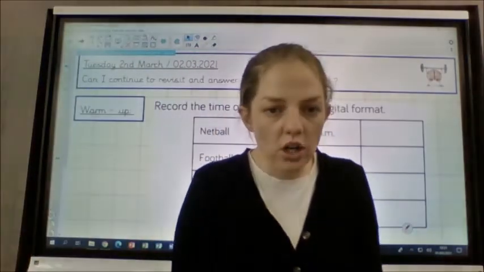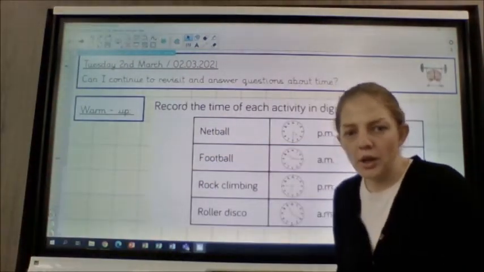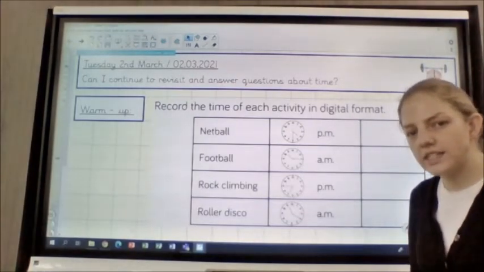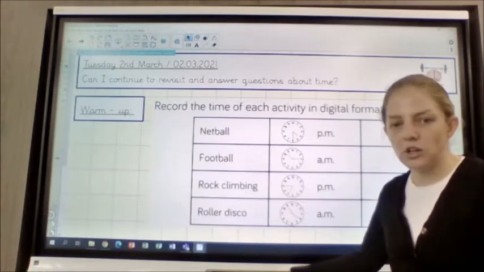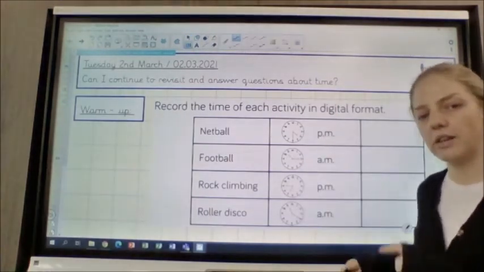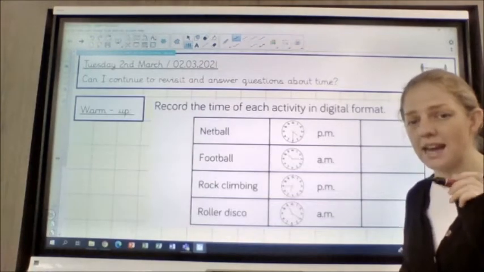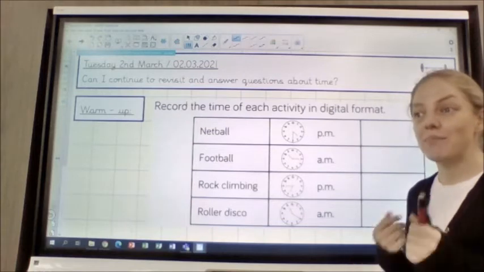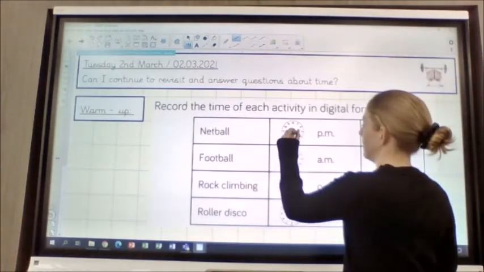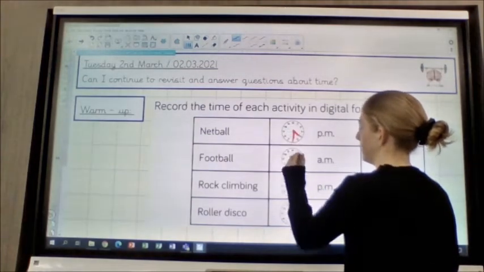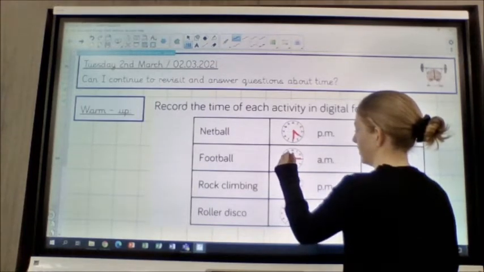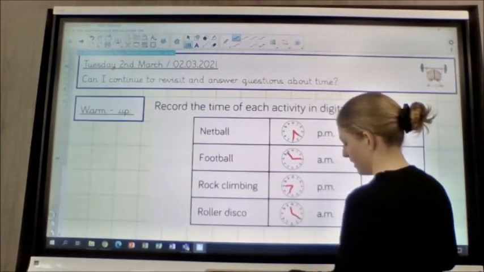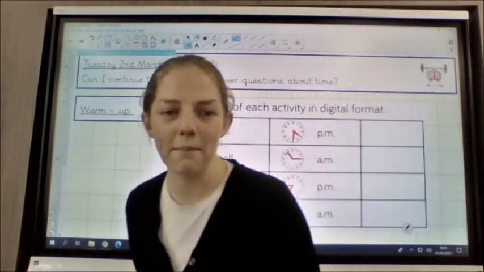So, just before we start, I have got a little warm up on the board. And you need to record the time of each activity in a digital format. Now, I know you can't really see the times on here very well, so I'm just going to very quickly go over it with my pen so you can have a look and use a clock of your own to read what time it is. Okay, so hopefully you can see that a little bit better.